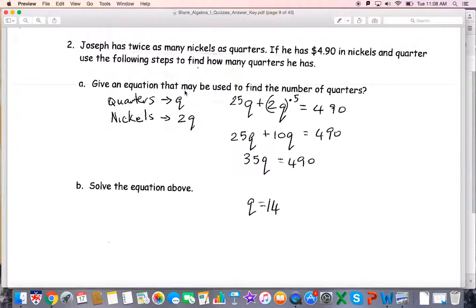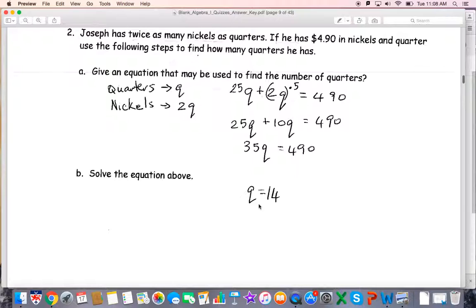So again, I didn't walk you through all the steps this time, so I'm going to try to do it now in this video. So here, 25 is the worth of one quarter. So 25 times Q gives you the worth of all the quarters. 5 times the number of nickels gives you the worth of all the nickels. And altogether, they're worth 490 cents. So we simplified that and we solved and we got that the number of quarters is 14.